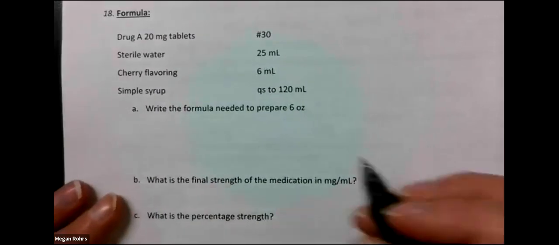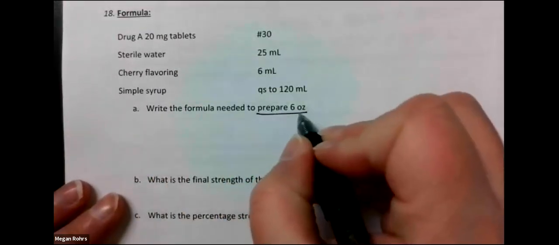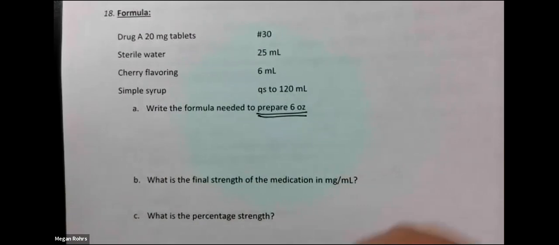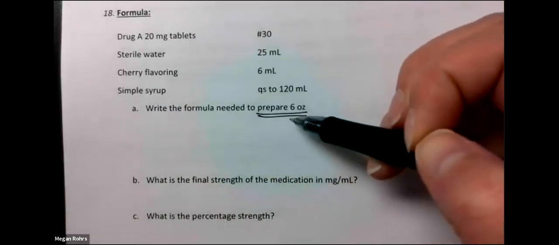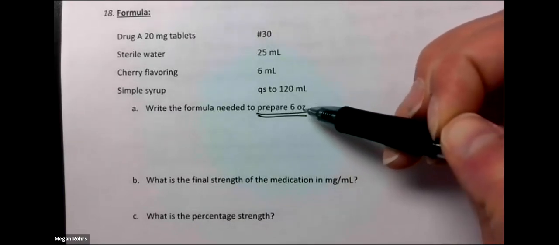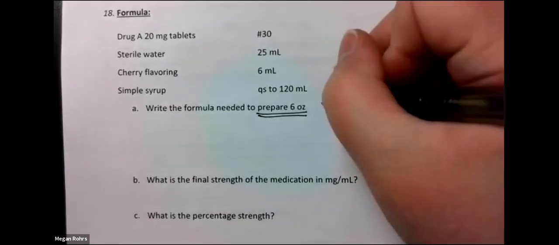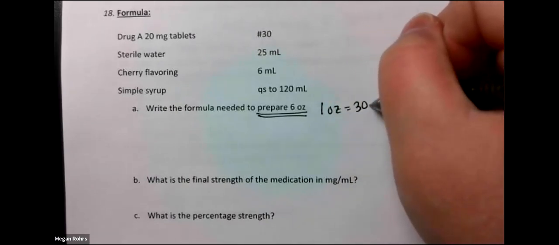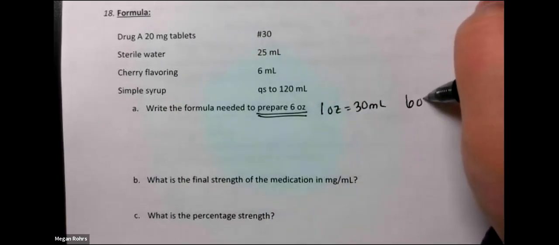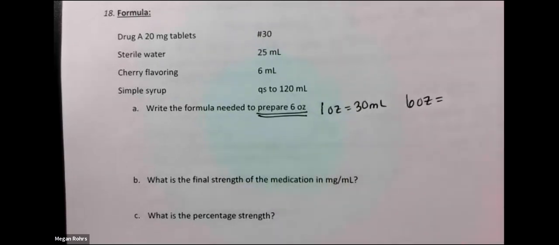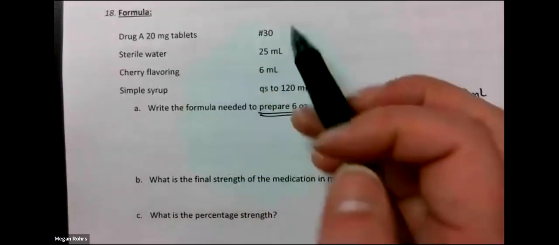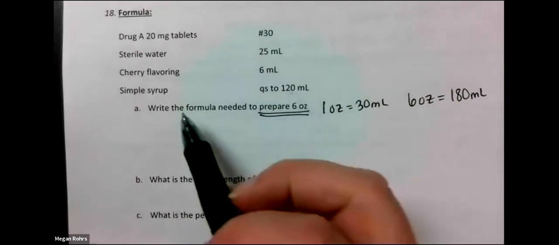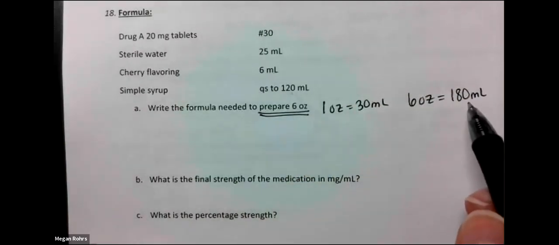So now we're going to write a new formula to make 6 ounces. So let's look. These are all volume units, so this would be 6 fluid ounces. Remember, 1 ounce is equal to 30 mils. So 6 times 30 would be 180 milliliters. So our formula only makes 120. We need to write a new formula to make 180.